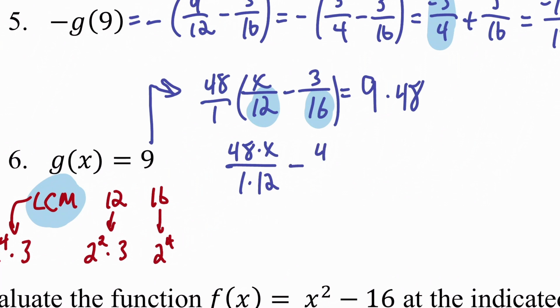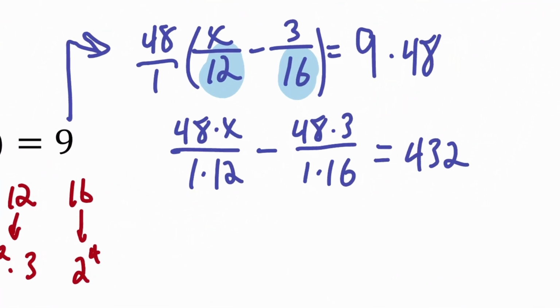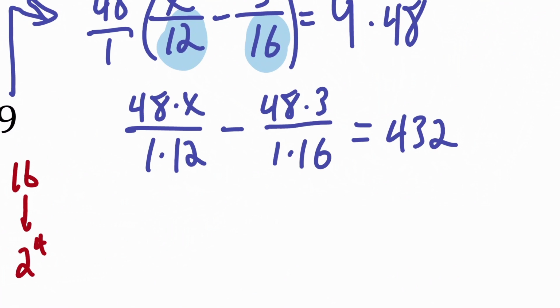And then 48 times 3. And there's actually 2 reasons I'm doing this. You'll see in a minute. And on the right, 9 times 48. I guess that's 432. Calculator time. I'm pretty sure that's right, but I've been wrong before. Yeah, 432. Awesome. Okay. So, focusing on this left-hand side.